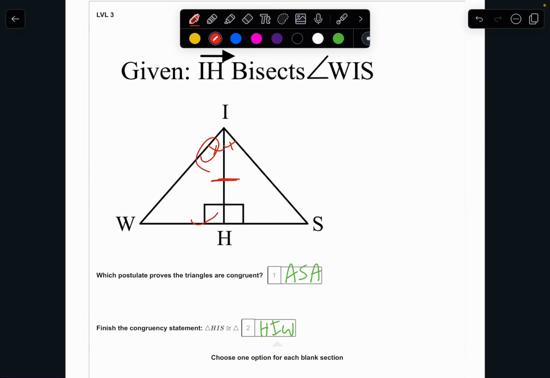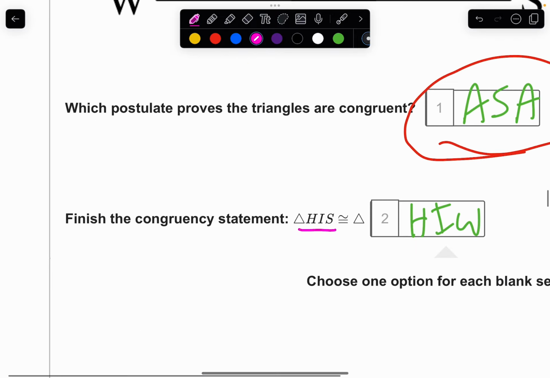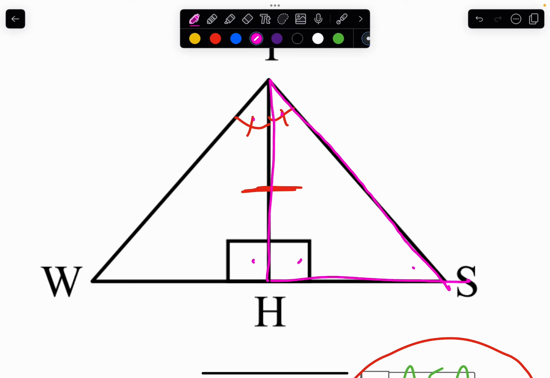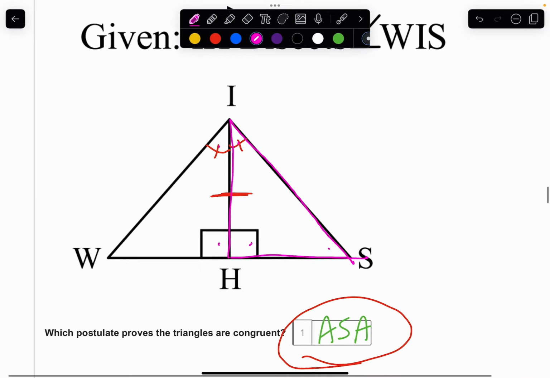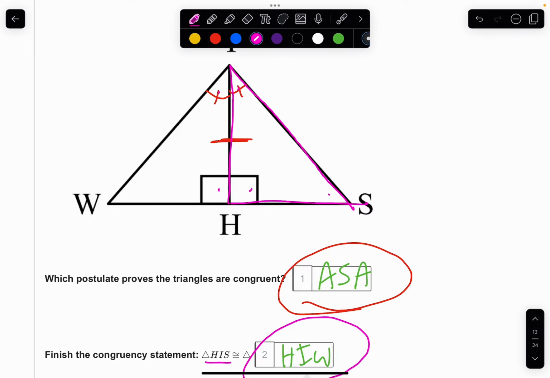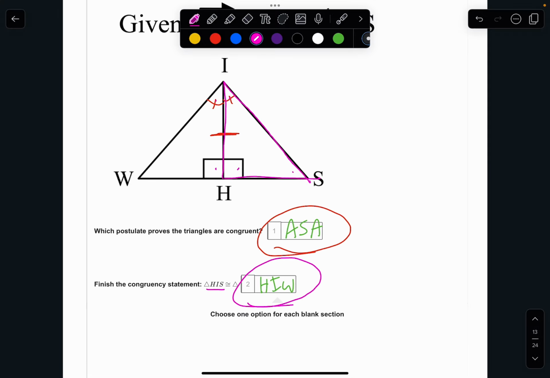So we have two angles and an included side. Just because there's a right angle does not mean it's HL. This is two angles and the included side. And then they said, what would line up? It says, finish the congruency statement. Triangle HIS. That's going to be HIW, so we got it.